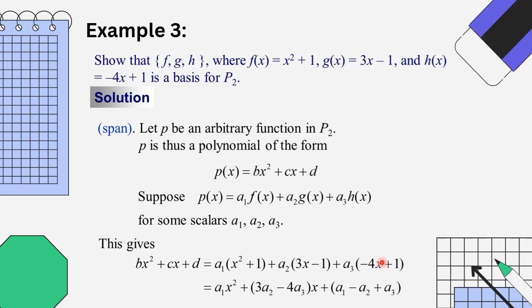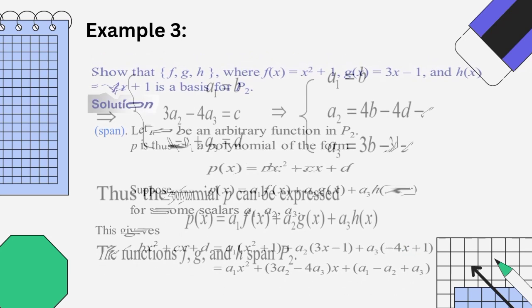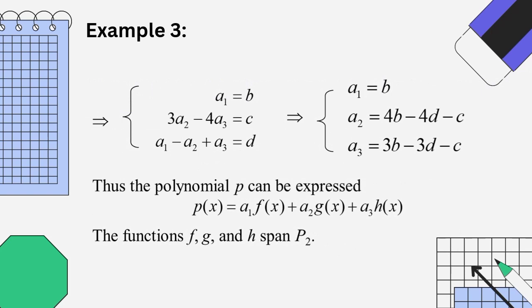Now, the next part of our solution. So here, we separated our factored form of our equation into 3 equations. So we have now a sub 1, which is equal to b. We have 3a sub 2 minus 4a sub 3, which is equal to c. A sub 1 minus a sub 2 plus a sub 3, which is equal to d. So we have now a system of equations.